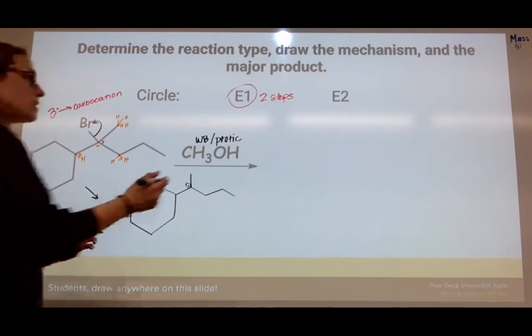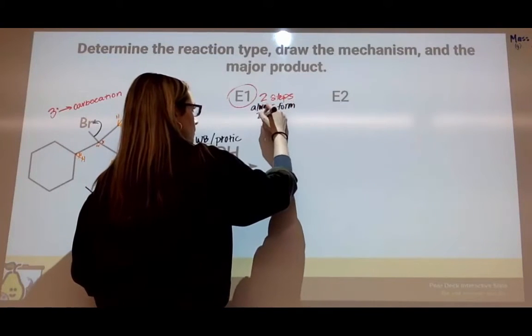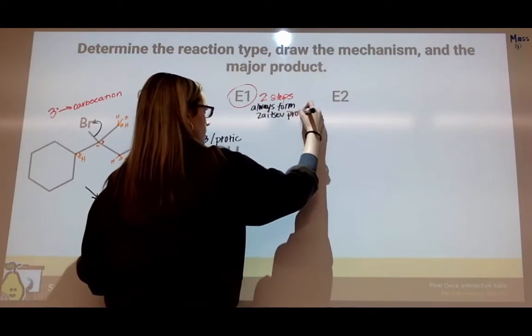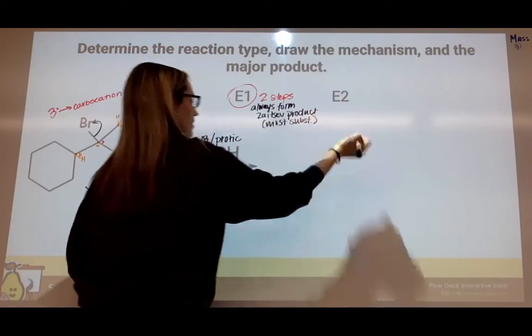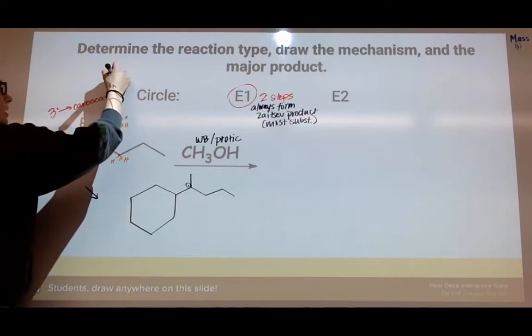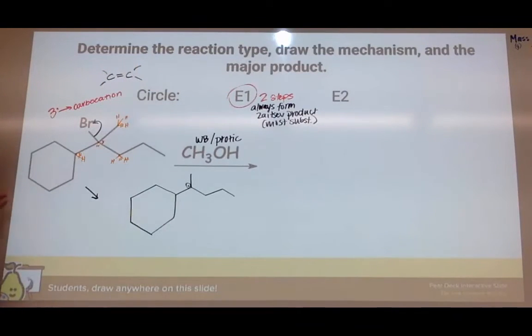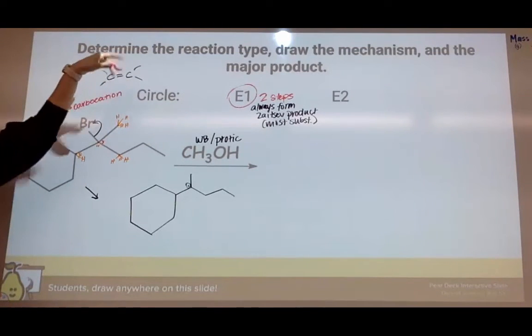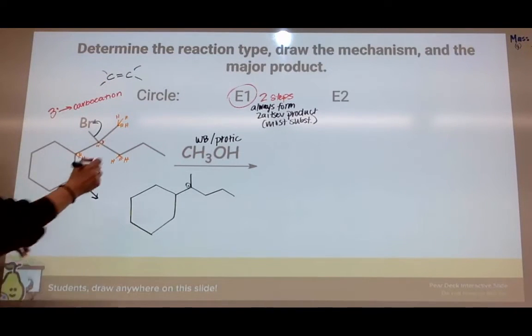Now, E1 reactions always form the Zaitsev product. Zaitsev product is the most substituted alkene. When we talk about most substituted, that means a double bond. So if we have 2 carbons double bonded, most substituted is tetra. If the carbons have 4 groups off of both carbons, all right, 2 off of one, 2 off the other, that's tetra substituted. That's the most substituted.